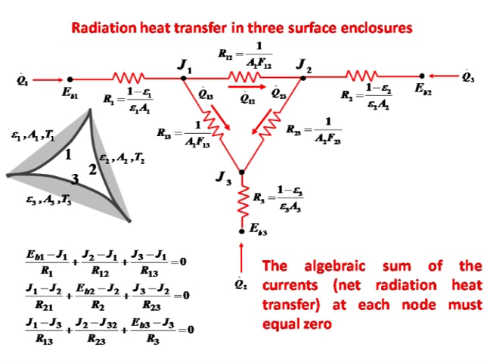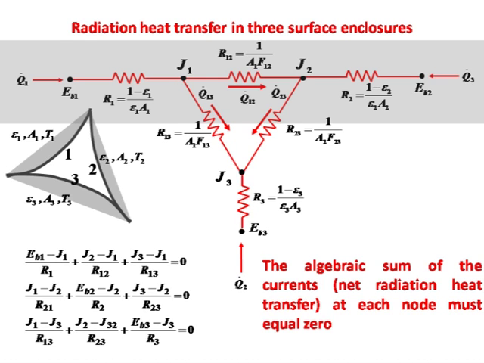Okay, so we have now potentials. What are the potentials one can conceive of? Eb1, J1. Eb2, J2, Eb3, J3. Why am I doing this? Because I have 3 surfaces, I should be having 3 surface resistances. Those 3 surface resistances are (1 minus epsilon 1) upon epsilon 1 A1, (1 minus epsilon 3) upon epsilon 3 A3, and (1 minus epsilon 2) upon epsilon 2 A2. So I have 3 surface resistances.